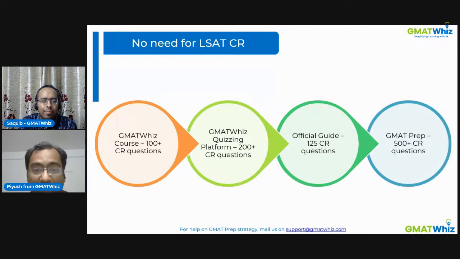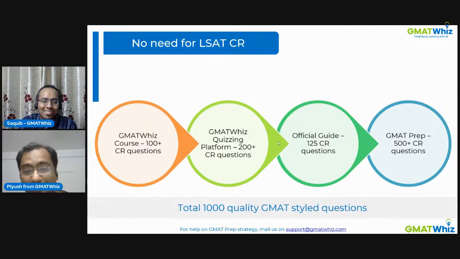And then in GMAT Prep, you have 500 plus CR questions. That's a lot, right? There are 1,000 quality GMAT style questions. So why would you want to waste time on LSAT, which is something you are not going to do?